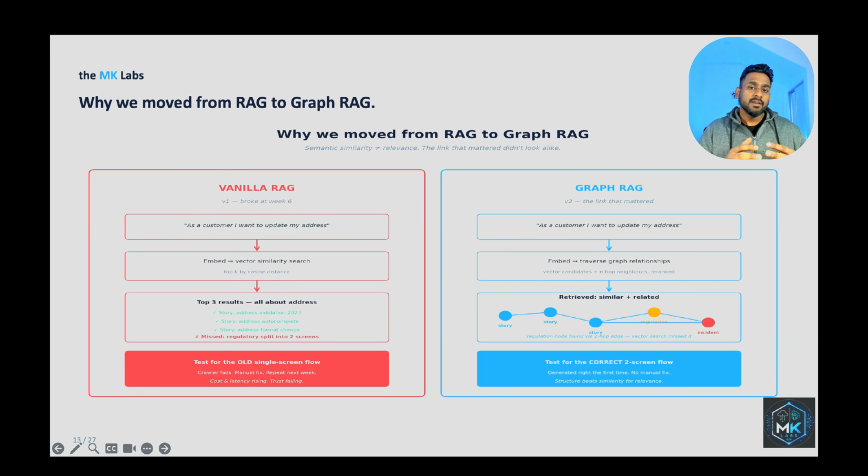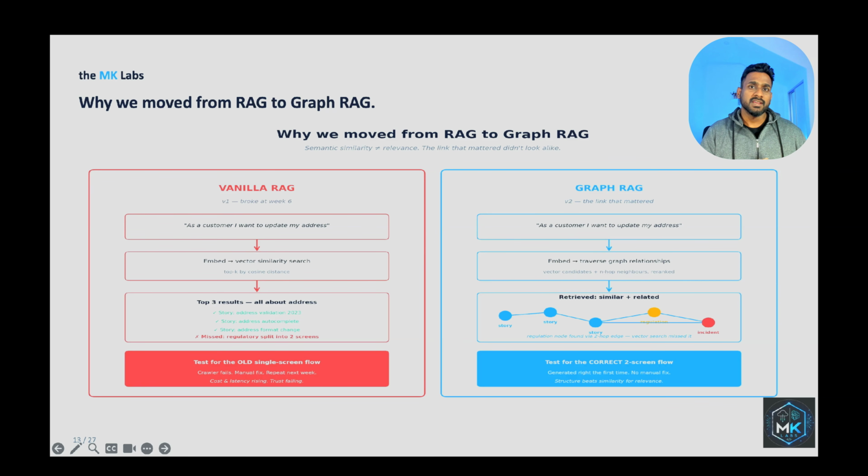Now, plain RAG, or vanilla RAG, naive RAG, was not good enough for us. Most teams start with that. Embed documents, do a similarity search, take the top K and feed it into the prompt, and it works at first. But the failure mode is subtle.